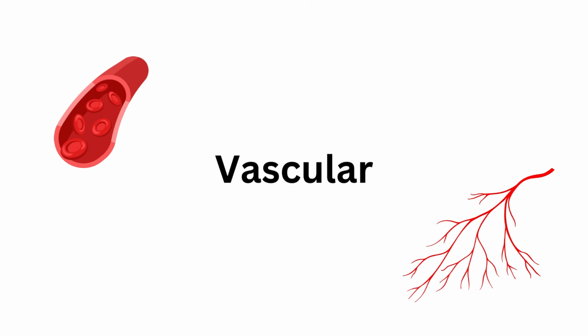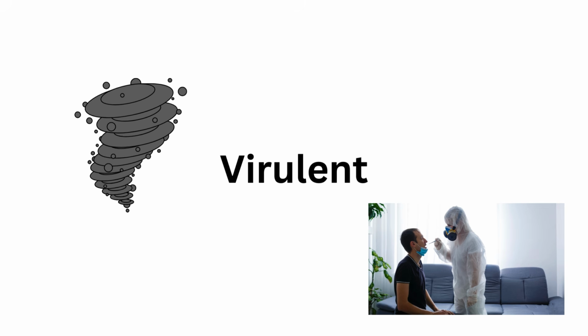Next word is vascular. So remember, vascular means in relation to blood vessels. Next word is virulent. So this means extremely violent or harmful or severe. So I put this tornado here because they can be extremely violent. So if you can remember the V word, virulent, means extremely harmful or severe.